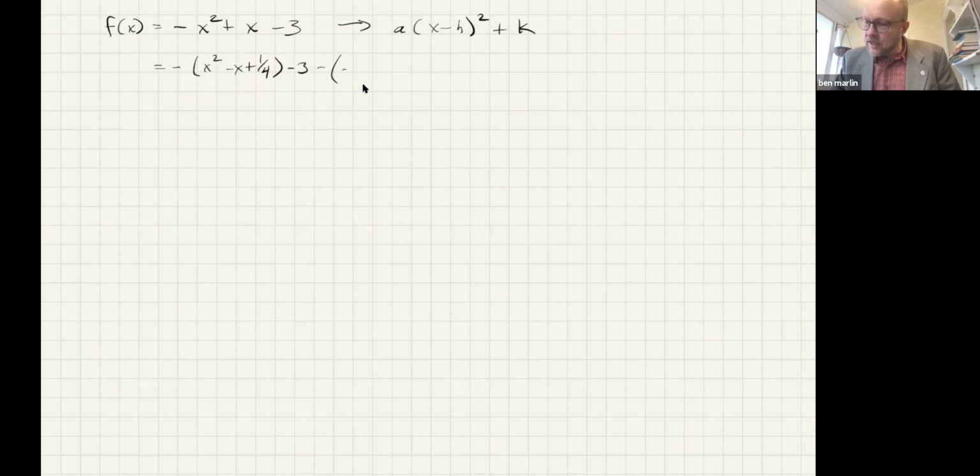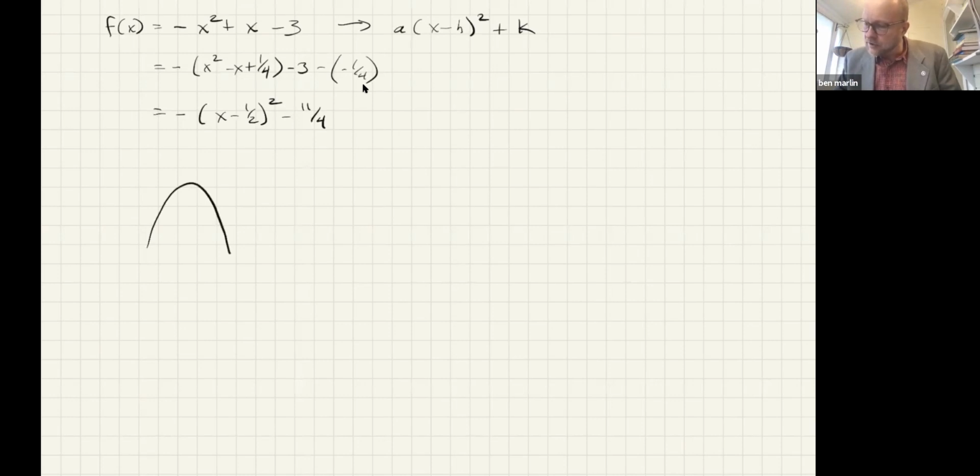So that means we have a negative of x minus 1/2 squared. That was just factoring, and it was designed to make sure that it would turn out that way. And then this becomes minus, let's see, 3 is 12/4, and so this is minus 11/4.